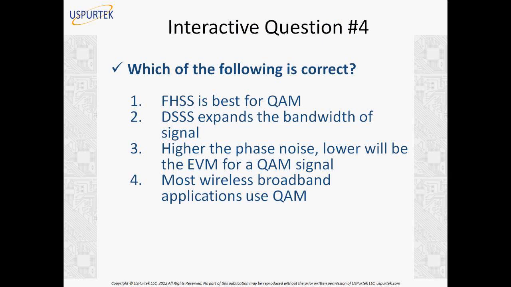So higher the noise, lower will be the EVM for a QAM signal. No, that is not true. Higher the phase noise, more will be the error vector magnitude actually. EVM is a direct measure of the phase noise. So 3 is not true. Most wireless broadband applications use QAM. That is true.